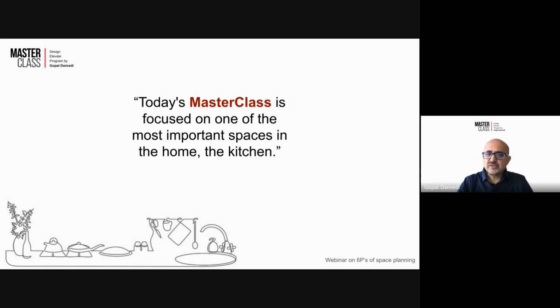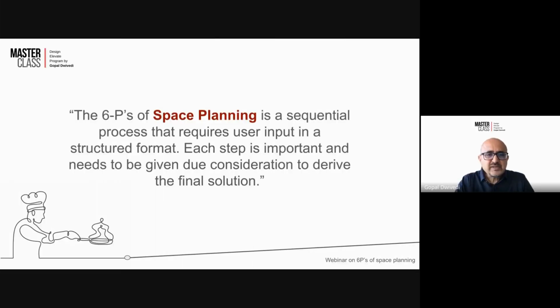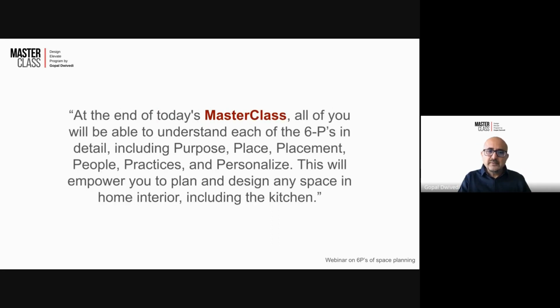There are 6 principles of space planning, and they are sequential. When you say sequential, it means that if there are 6 principles, P1, P2, P3, P4, they go in a sequence. You first think about P1, the implication of P1 goes to P2, the implication of P2 goes to P3, and then sequentially you need to reach P6.